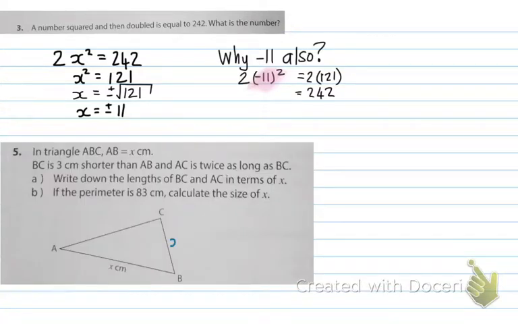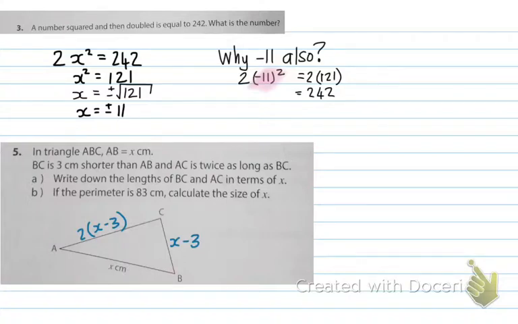Number 5. In triangle ABC, AB is x centimeters. BC is 3 centimeters shorter than AB. Okay, so let's go to BC. It's this side. It's 3 centimeters shorter than x. So it's x minus 3. Then AC is twice as long as BC. So I'm going to take BC and multiply it by 2. So BC is x minus 3. And I'm just going to put it in brackets and times it by 2. So 2 times x minus 3.